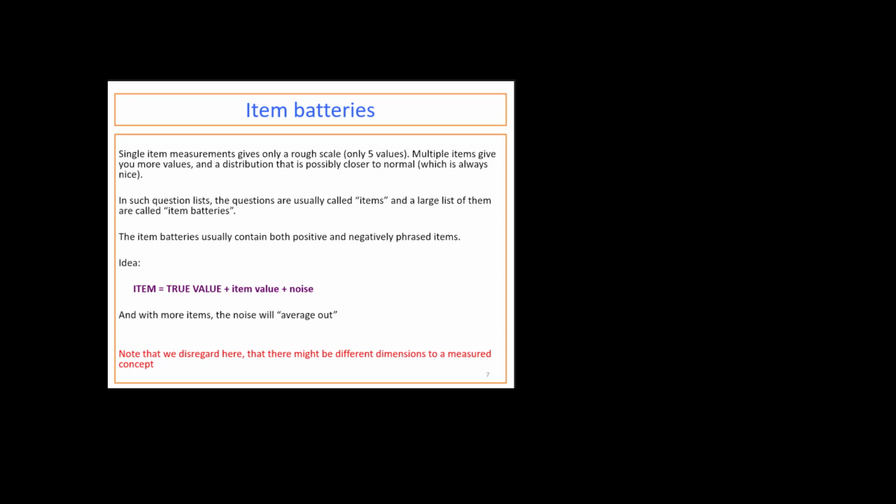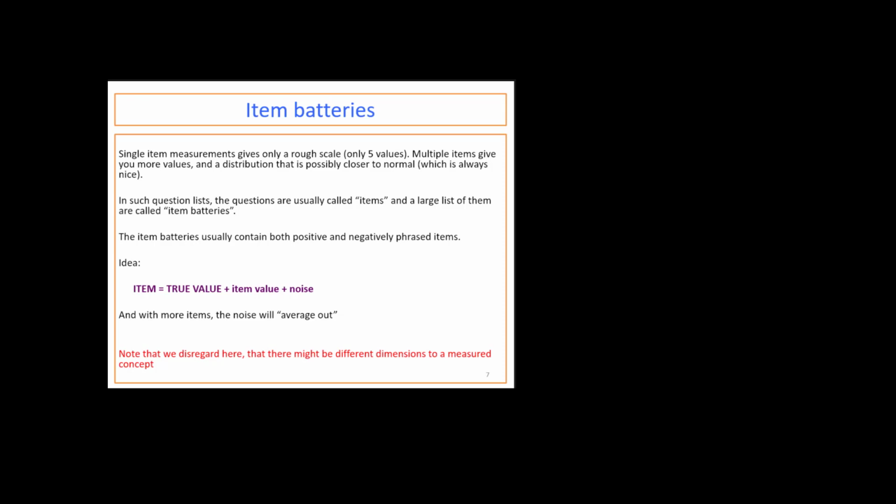And then you also have the noise. So for example, this week you really had a bad week, you slept awful, and then you will even score that item more negatively. And the idea is because you have multiple items that the noise and also the specific item value will average out, so that only the true value, so the happiness score, will remain.